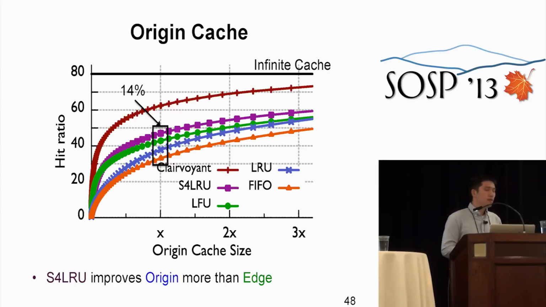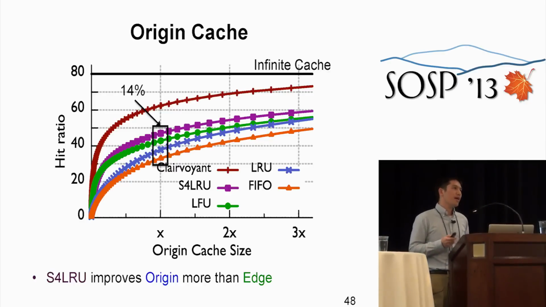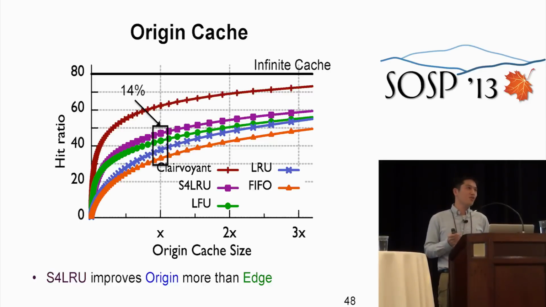And more importantly, S4LRU gives us more improvement compared to edge. So currently, Facebook is investigating implementing S4LRU in the hardware on origin. If it works, then push to the edge. As academics, we also want to ask a question: can we get closer to the optimal algorithm without knowing the future?